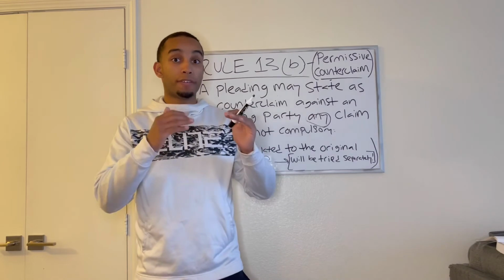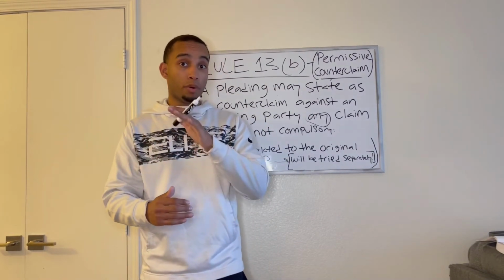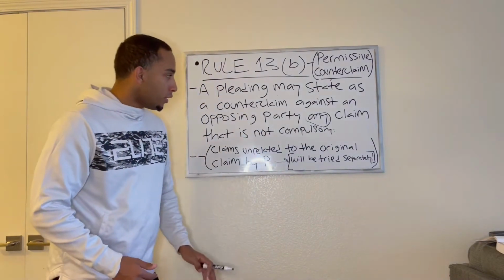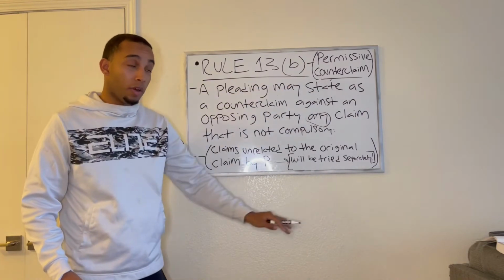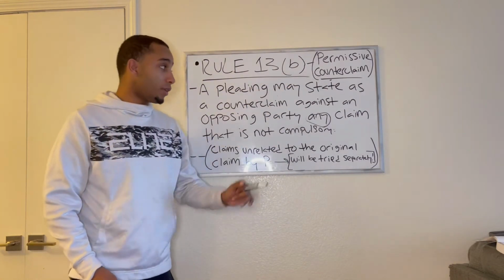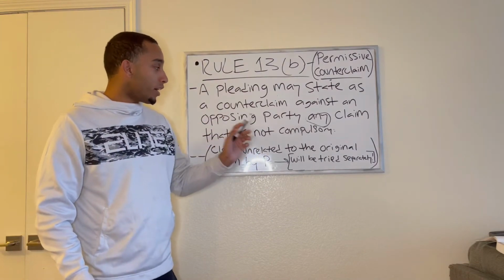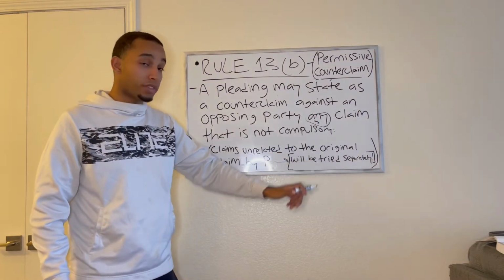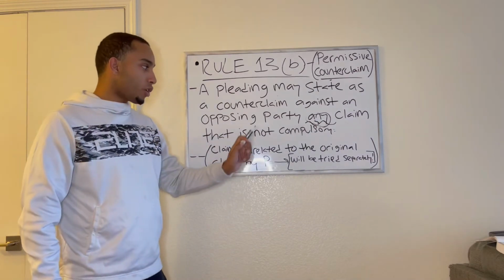So we're going to walk through this definition step by step in order to understand what it means. Okay, this is pretty different than compulsory counterclaims, and we're going to find out why. Again, this is the general definition from the Federal Rules of Civil Procedure. So as I said, get your rule book out and let's walk through this step by step. A pleading may state as a counterclaim against an opposing party, the plaintiff, any claim. As you can see, I circled that word. Any claim that is not compulsory.